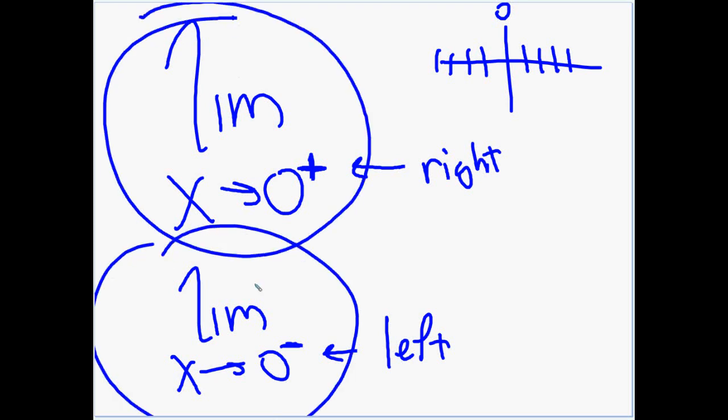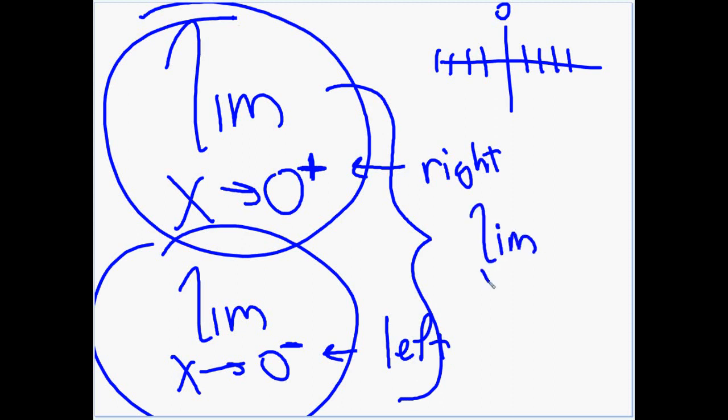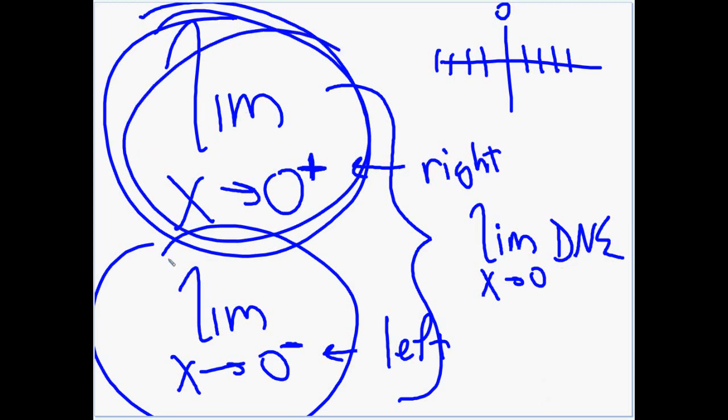If we combine them overall, that would be our limit as x approaches 0. You know, sometimes this will be does not exist due to approaching two different numbers. Here's where we would find those two different numbers that we're approaching.